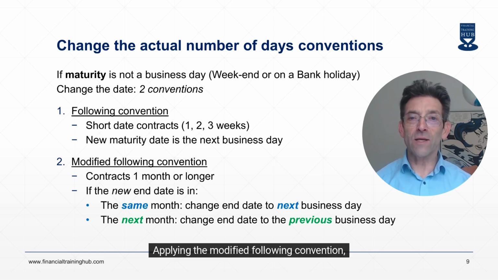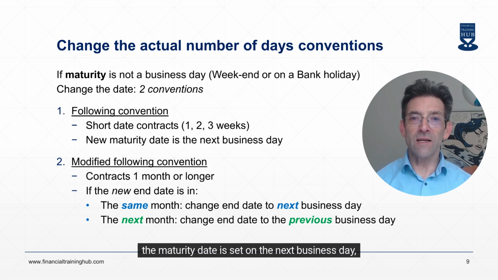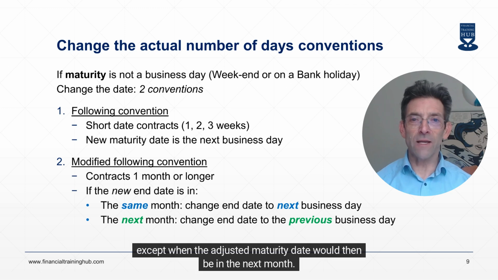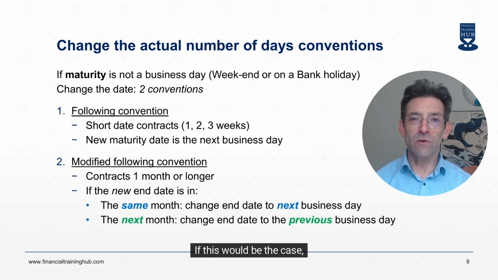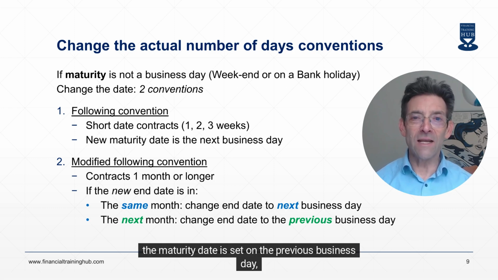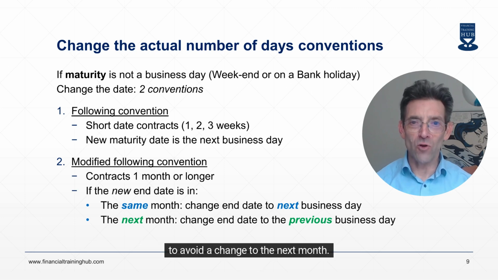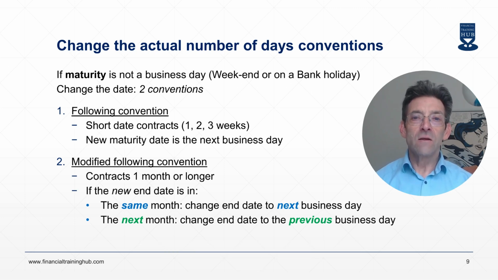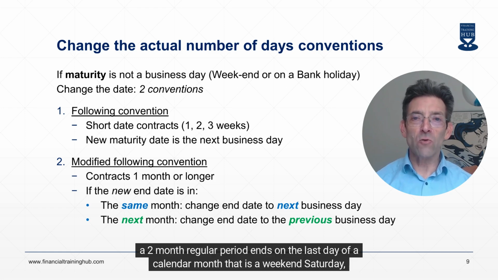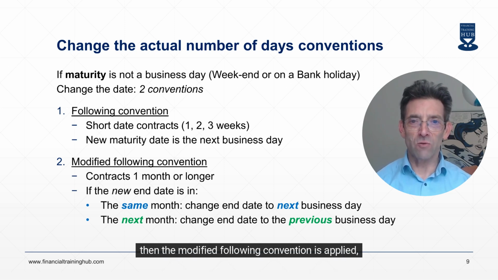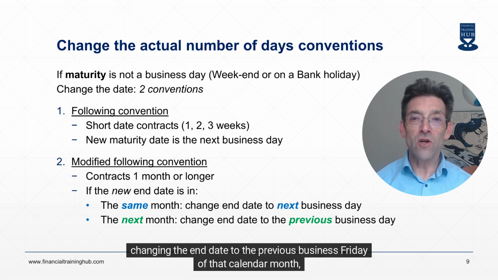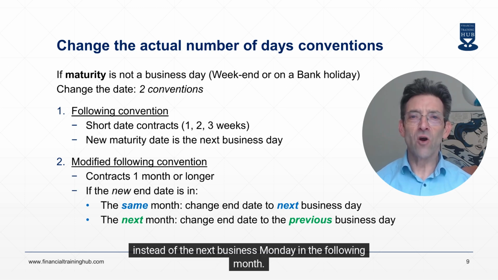Applying the modified following convention, the maturity date is set on the next business day, except when the adjusted maturity date would then be in the next month. If this would be the case, the maturity date is set on the previous business day to avoid a change to the next month. If, for example, a 2-month regular period ends on the last day of a calendar month that is a weekend Saturday, then the modified following convention is applied, changing the end date to the previous business Friday of that calendar month, instead of the next business Monday in the following month.